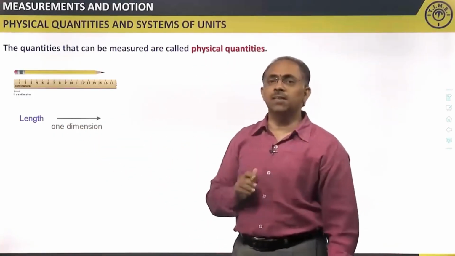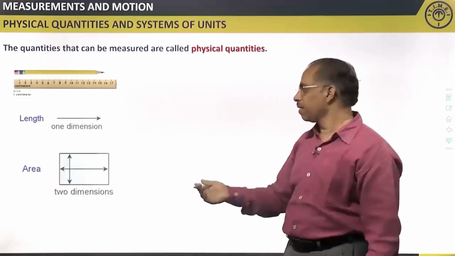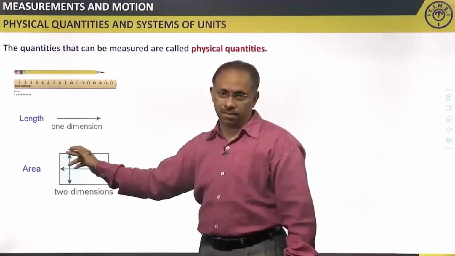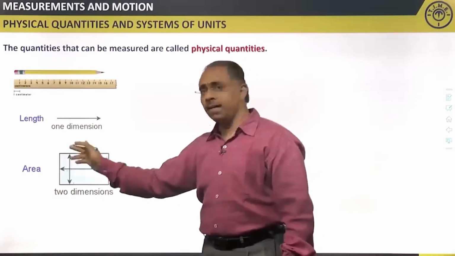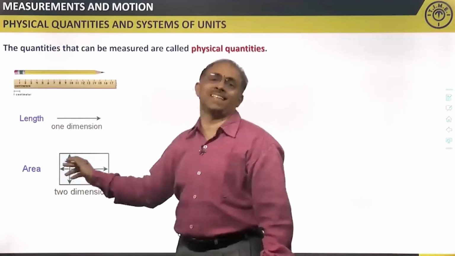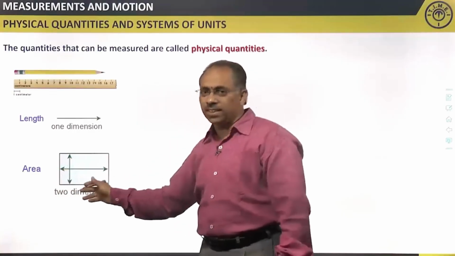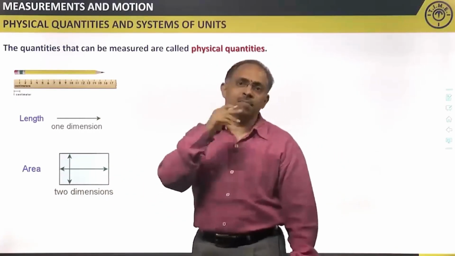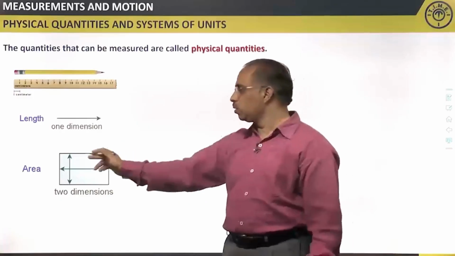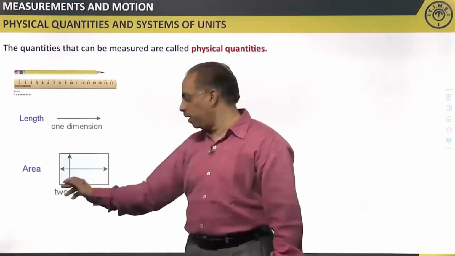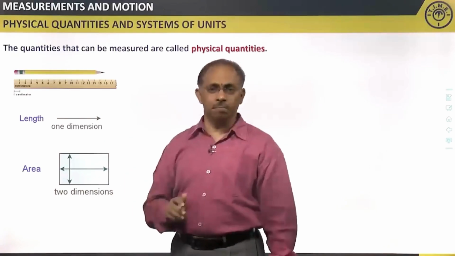Suppose I wanted to measure an area, right? Then I have to measure the total length as well as the breadth also. Breadth may also be a length, no doubt about it. But it is in the other direction. It is not in the same direction as that of length. So whenever I wanted to measure the area, I need two dimensions. Measurement of length in two dimensions: one is along the length, the other is along the breadth.